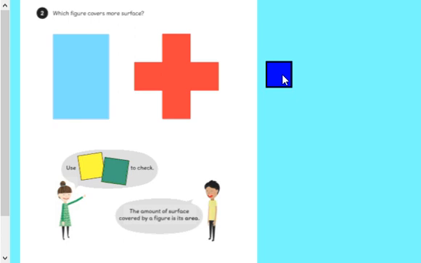So here, if I look at this then, for example, I've got 1, 2, 3, 4, and 5. So you can see that this shape here, 5 of these squares will make up this shape. And what I'm going to then try and do is compare this shape with this one.